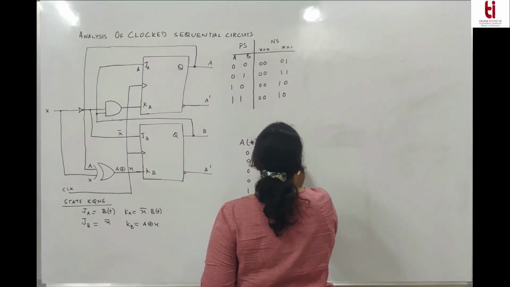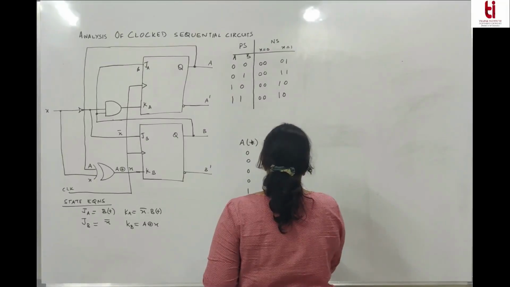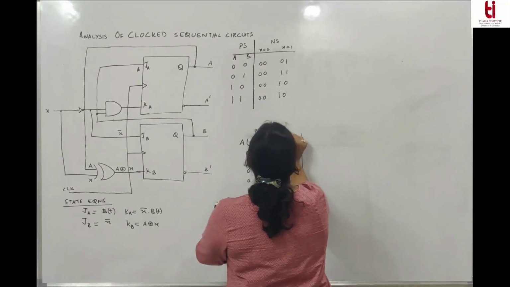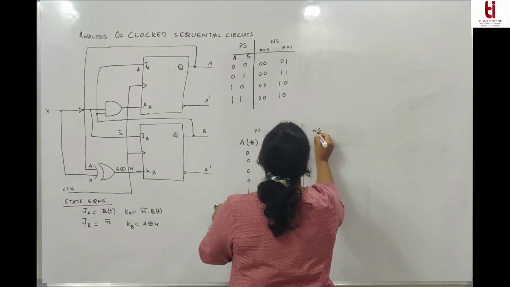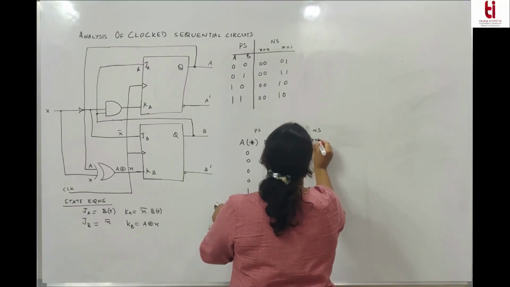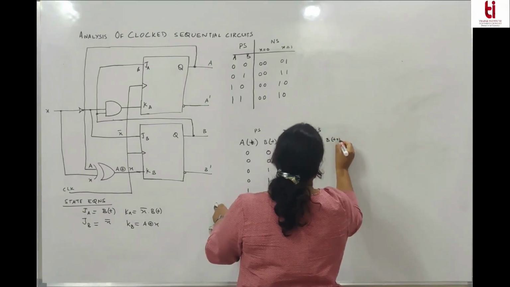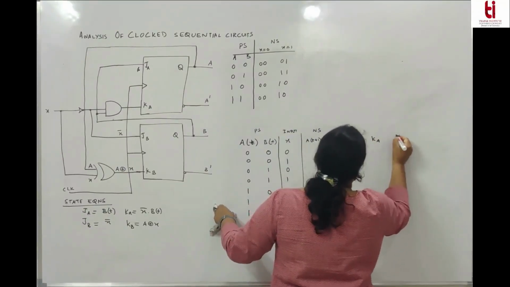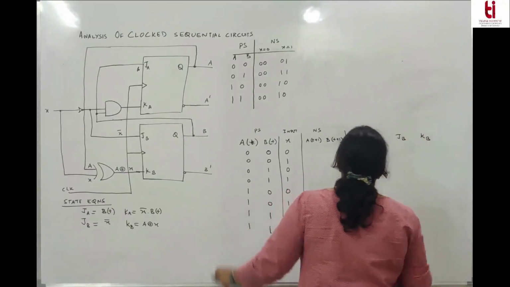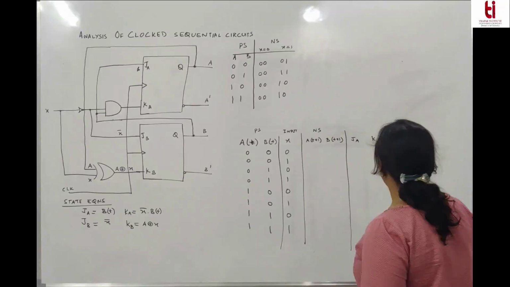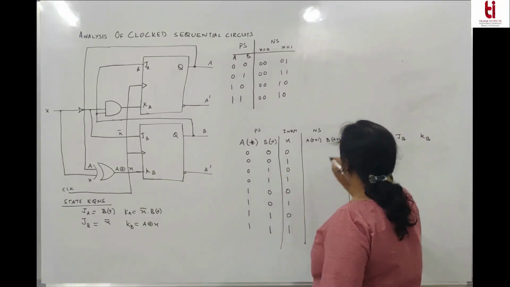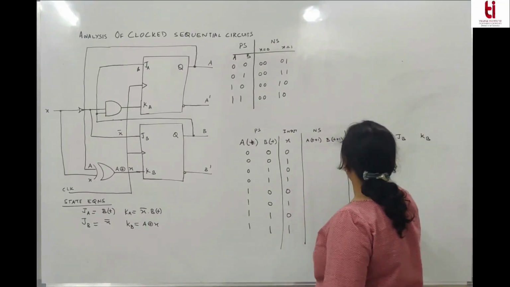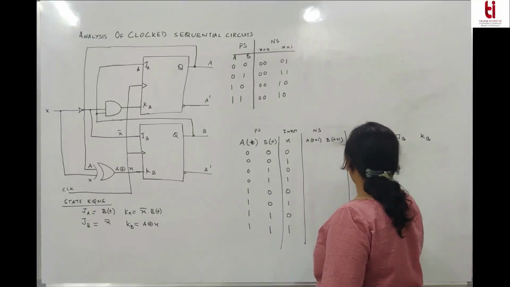X. This is the present state input. What is the next state? What is JA? What is KA? What is JB and what is KB? I still have to draw the next state equation. And for 000, what is JA? J is equal to B. So it is B, 0, 1.